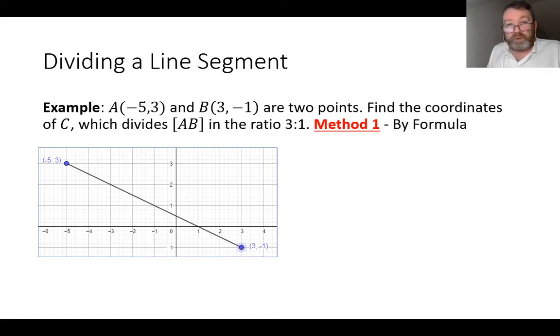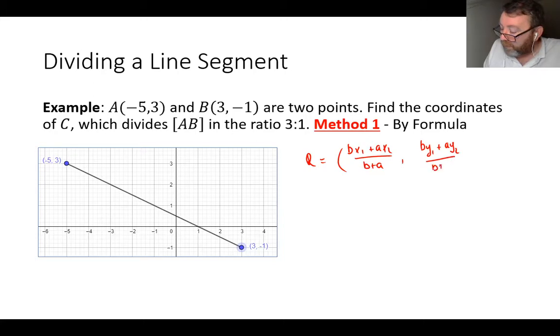So method 1 is by the formula. So I go to the formula and I write down what the formula says. That the point representing the point of division on the line is found by multiplying b by x1 plus a by x2 over b plus a, comma, then we have b y1 plus a y2 over b plus a.